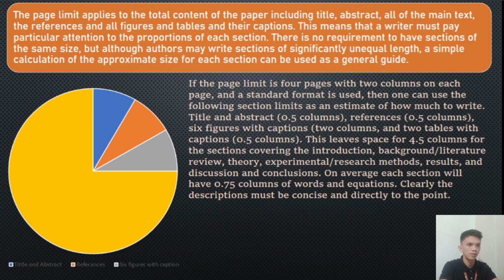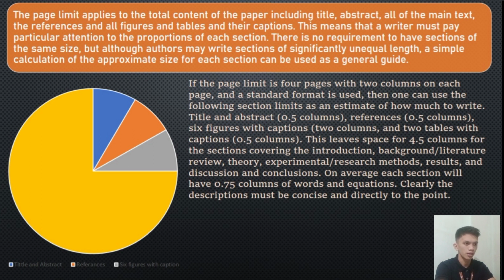There is no requirement to have sections of the same size, and although authors may write sections of significantly unequal length, a simple calculation of the approximate size for each section can be used as a general guide. If the page limit is 4 pages with 2 columns on each page, and the standard format is used, then one can use the following section limits as an estimate of how much to write.